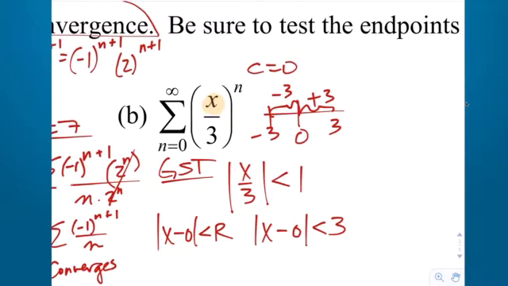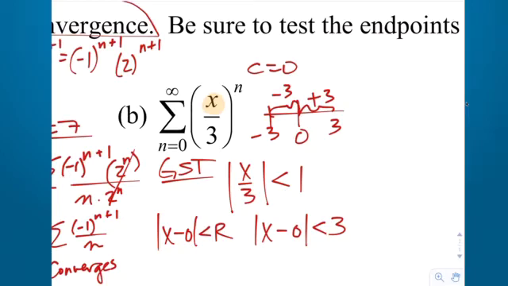Now, do we really need to test the endpoints here? Or do you know what the answer is? If this truly was geometric, if I let x equals 3, you could test it, right? Plug it in. 3 over 3 is 1. What happens to 1 to the n? It's always 1, so it diverges by the nth term test. So you can't include 3.